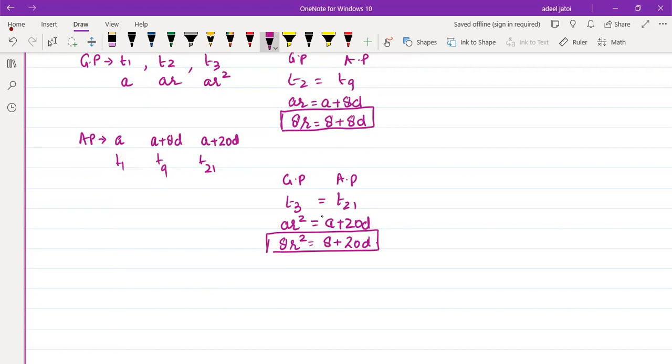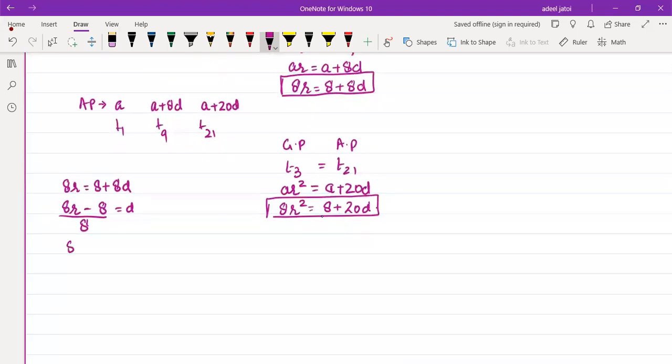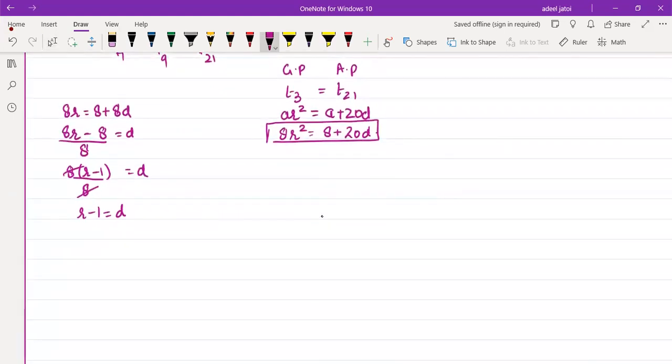So the two equations that we have: 8R is equal to 8 plus 8D. This can be written as 8R minus 8 upon 8 is equal to D. Let's take 8 as common. This becomes 8 times R minus 1 upon 8 is equal to D. So 8 and 8 cancel, and R minus 1 is equal to D. Now since D is equal to R minus 1, let's substitute it in equation 2.